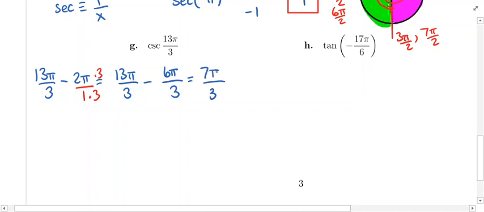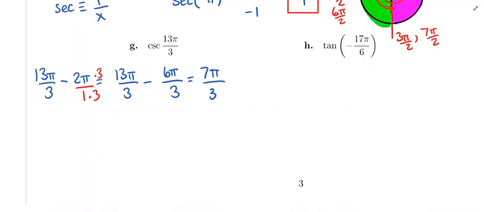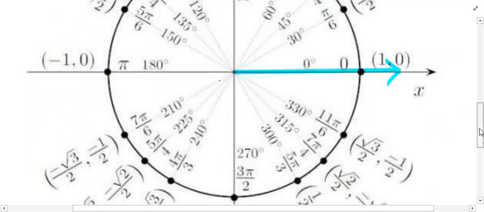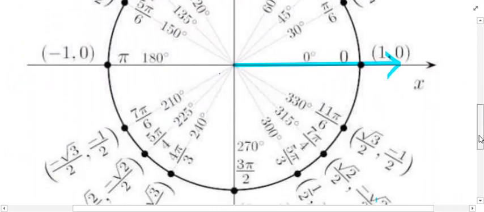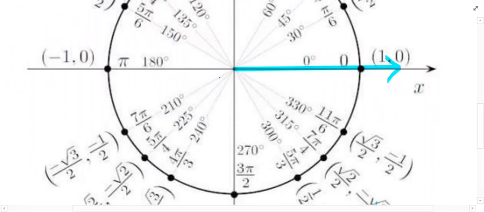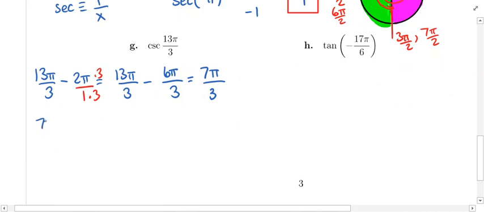Okay, 7 pi over 3 is a coterminal angle. 13 pi over 3 and 7 pi over 3 are coterminal. However, guess who else is not on the unit circle? 7 pi over 3. So we need to do this again. Now we can take 7 pi over 3 and subtract 2 pi, so this is going to be 7 pi over 3 minus 6 pi over 3, and we get that another coterminal angle is pi over 3.